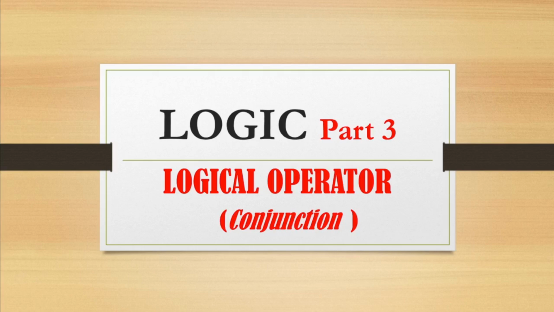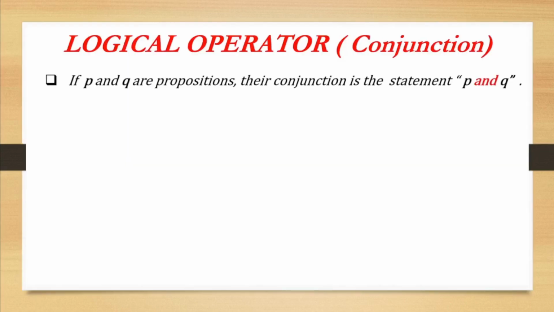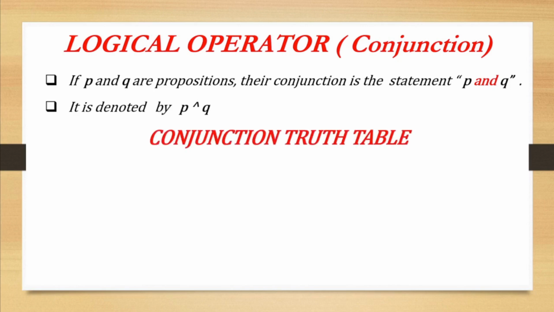Logical operator conjunction in Logic Part 3. If P and Q are propositions, their conjunction is the statement P and Q. It is denoted by P ∧ Q. And here is the truth table for conjunction.